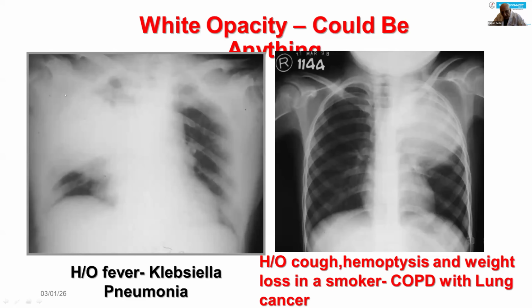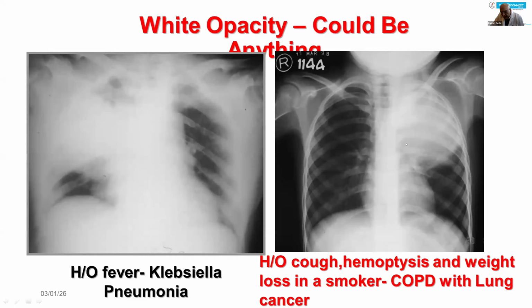Another example over here, two sets of cases. This is a consolidation over here, and there's a consolidation here on the left side. The consolidation is telling you that there is something wrong with the lung. It's not giving you any histopathology or microbiology. So therefore, you have to be very, very careful in saying pneumonia, but we don't know what is the cause. It can be a primary pneumonia or a secondary pneumonia. So here in this case, it turned out to be Klebsiella pneumonia.